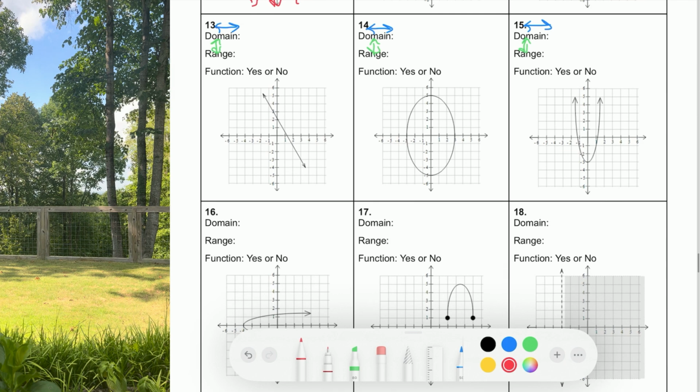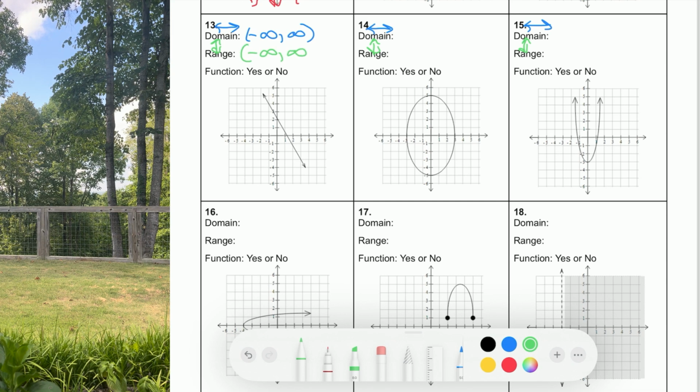Number 13. Our domain from left to right. Does it ever stop? Nope. It constantly goes left and right. So -infinity to +infinity. Our range, does it ever stop going up and down? No. So -infinity to +infinity. Let's see, is it a function? So let's do our vertical line test. Am I going to hit this line in more than one location no matter how many times I do this vertical line test? No. So this is a function.